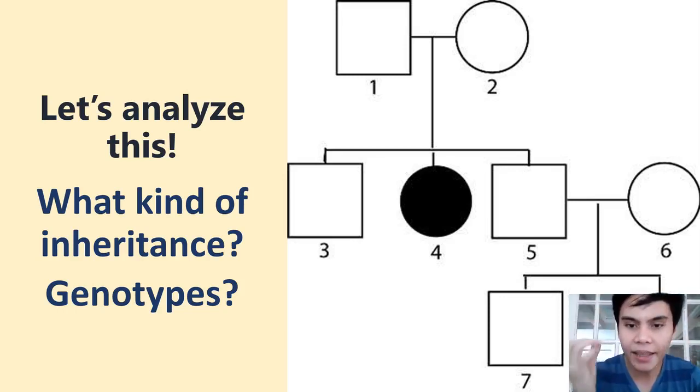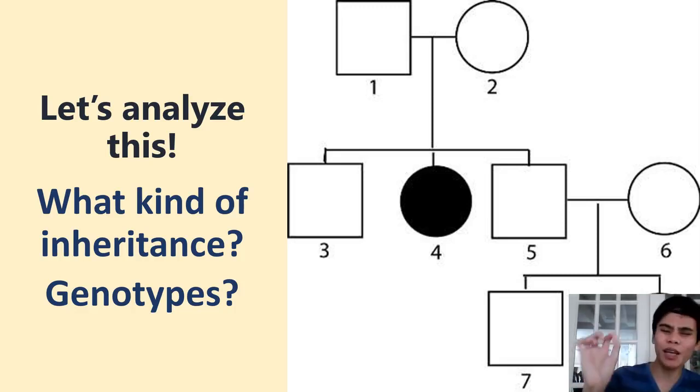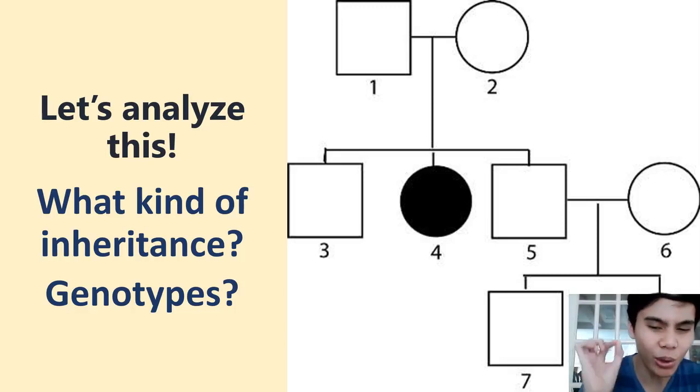The only way that could be possible is if it is a recessive trait. Now, the second question, is it autosomal, X-linked, or Y-linked? Now, this is a very small pedigree, so it's very difficult to make a guess whether it's autosomal or sex-linked. So we'll skip that, but let's see if we can guess the genotypes.